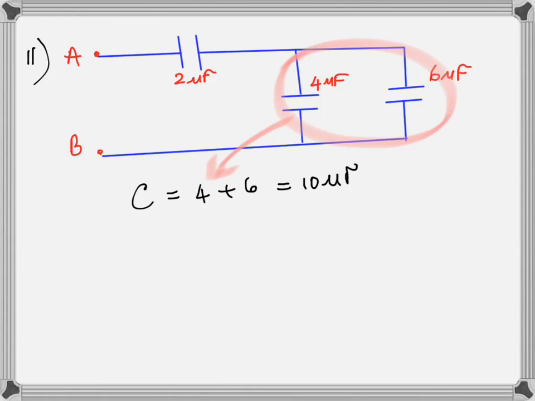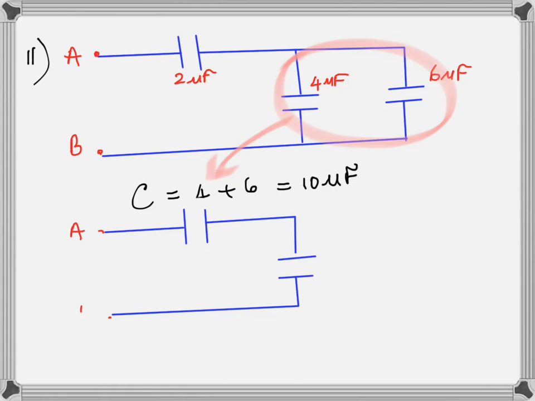And then now the circuit becomes the 2 put in series with 10. Isn't it? And so the formula would be 1 over 2 plus 1 over 10. Yeah, but the shortcut is multiply them divided by the sum of them. You know that, isn't it?